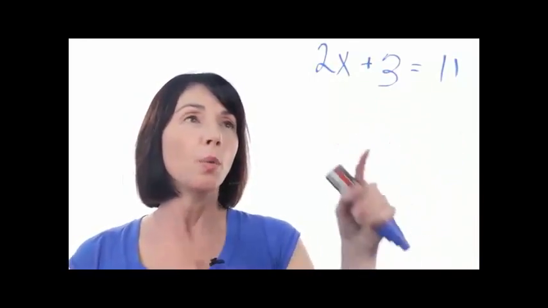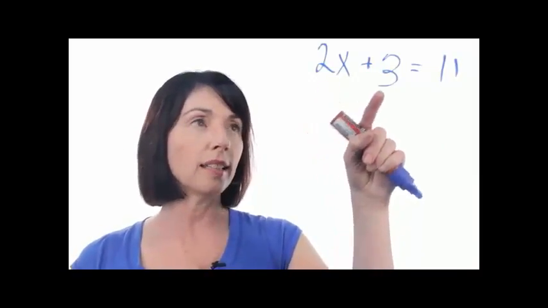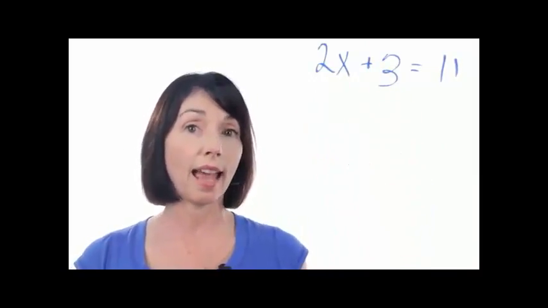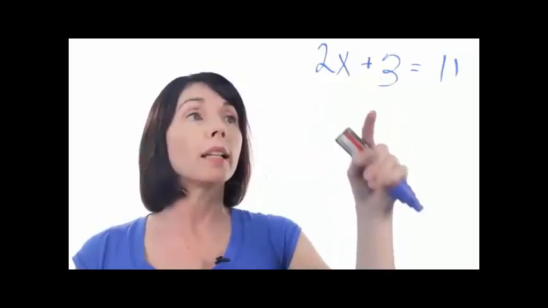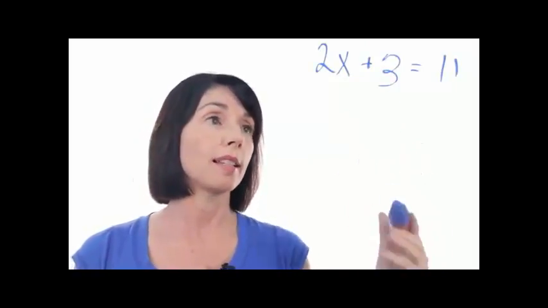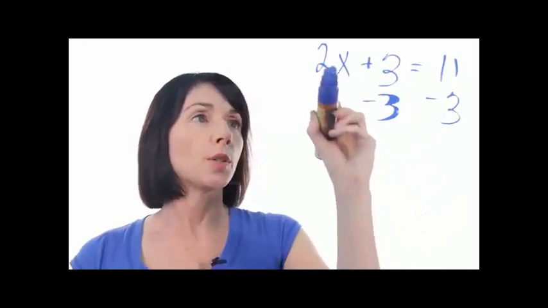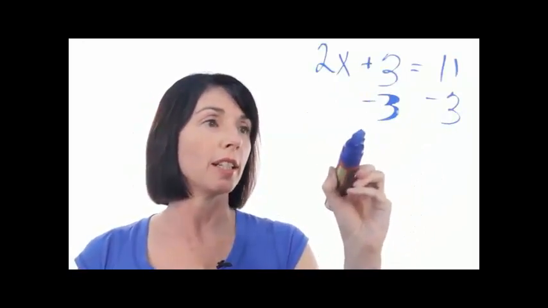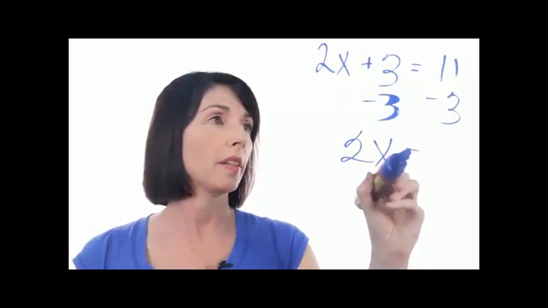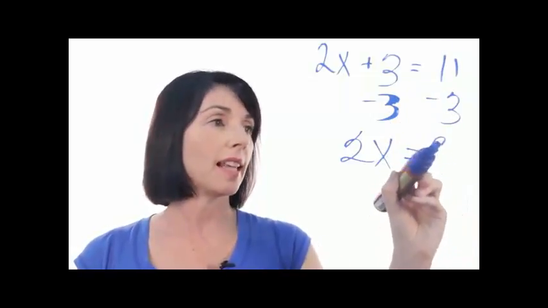Now, in this case, we won't worry about this 2 right away. Let's deal with this 3 that we're adding to the x term. We'll get rid of it by subtracting 3 from both sides of the equation. So 2x plus 3 minus 3 just leaves us 2x. And 11 minus 3 leaves us 8.